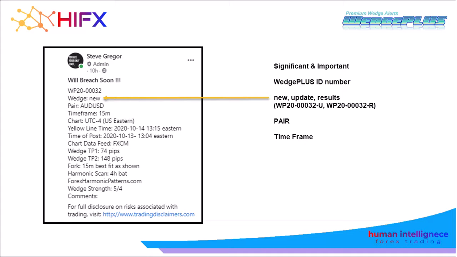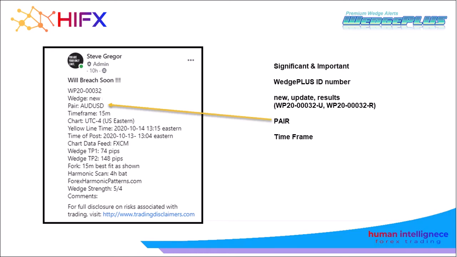you'll see we're going to be doing things where the results are first given with standard education, and then we'll have a second set of results for using HIFX 33, which is a harmonic wave convergence indicator specifically for your wedge trading. All right, so that's the wedge ID number, and that's the wedge status, if you will, information line.